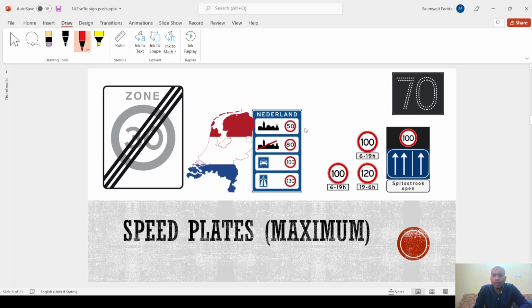And there are other kinds of restrictive signboards, for example, from 6 a.m. to 19 hours the speed limit is 100 km per hour. From 19 to 6 hours the maximum speed limit is 120 km per hour. Here the maximum speed limit is 100 km per hour. There are also digital signboards, and here the speed limit is 70 km per hour. Okay, this is very easy, and I think most people already know about this.